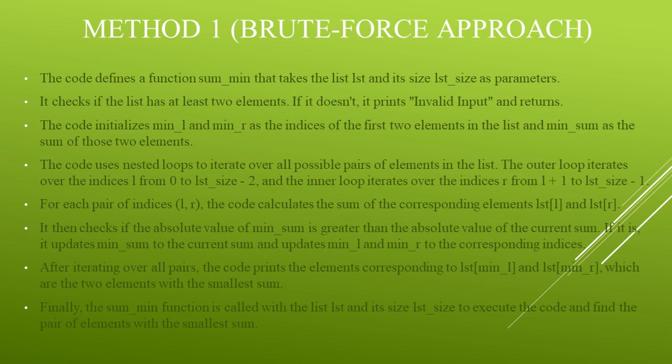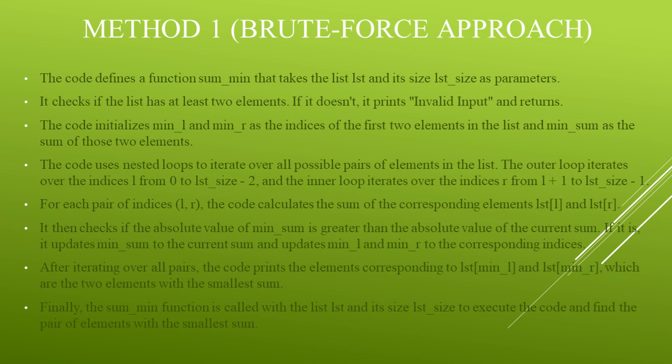The code uses nested loops to iterate over all possible pairs of elements in the list. The outer loop iterates over the indices l from 0 to first_size minus 2, and the inner loop iterates over the indices r from l plus 1 to first_size minus 1. For each pair of indices l, r, the code calculates the sum of the corresponding elements first[l] plus first[r].